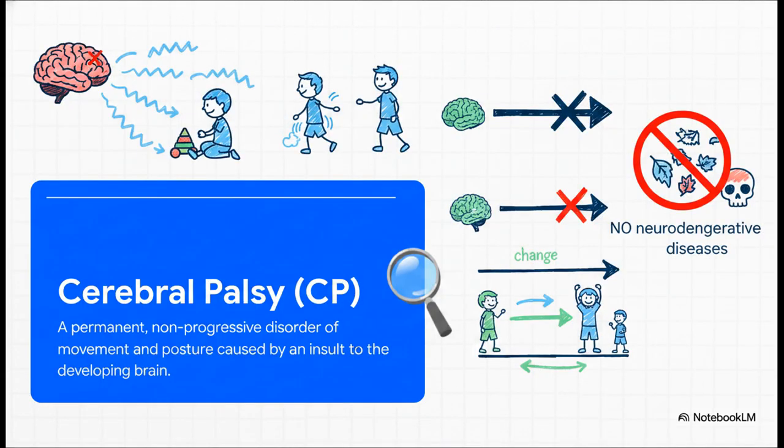Let's move on to our next core topic, cerebral palsy. Okay, the most crucial part of this definition is the term non-progressive. What this means is that the initial brain injury itself doesn't get worse over time, even though the physical signs might change as a child grows. This is what really separates it from neurodegenerative diseases.